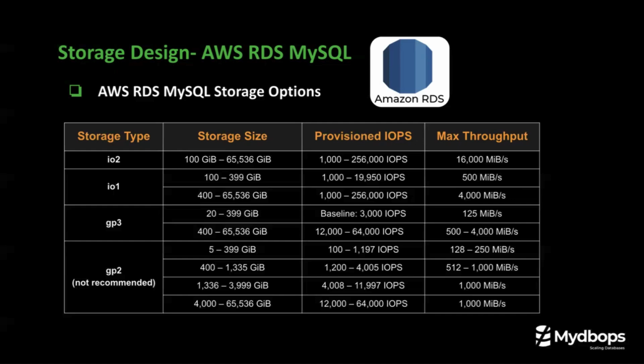If you're considering IO1 and IO2, just remember they are premium, high-end options. IO2 gives you the best durability and can handle up to 256,000 IOPS, which is great for extremely IO-intensive workloads.